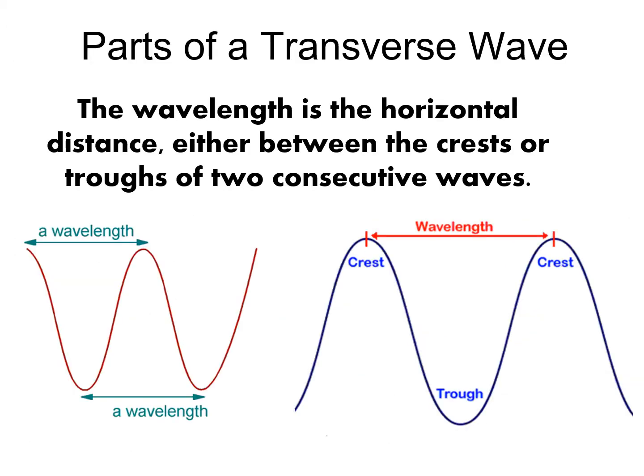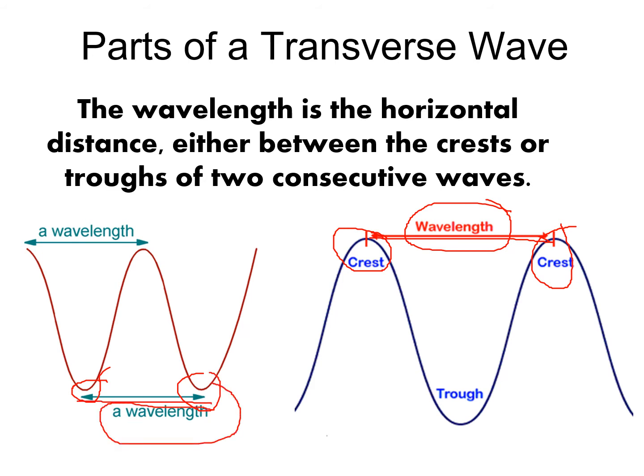Okay, and then in transverse waves, we have wavelength, which is the horizontal distance either between the crests or troughs of two consecutive waves. Pag dalawang magkasunod na wave, crest to crest, ang tawag po dito na measurement ay wavelength. Ganun din po sa trough and trough. Pag dalawang consecutive na magkasunod, ang tawag po sa kanila ay wavelength.